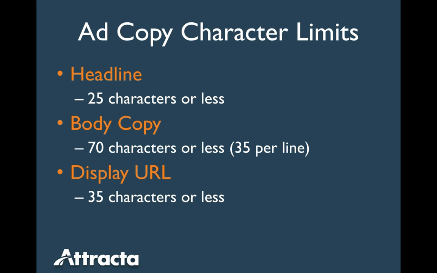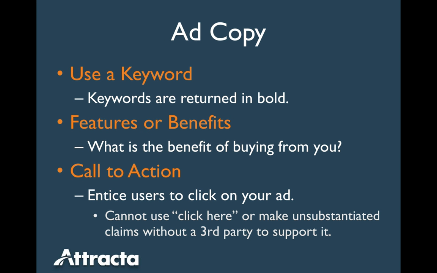The elements of your ad copy, and this is the same throughout Bing, Yahoo, and Google. Your headline is allowed 25 characters or less. Your body copy is 70 characters or less. There are 2 lines, so it's 35 characters per line. And then your display URL is also 35 characters or less. This is the page that you'll be targeting for your ad. Again, you want to use a keyword in your ad copy. This is going to be returned in bold.